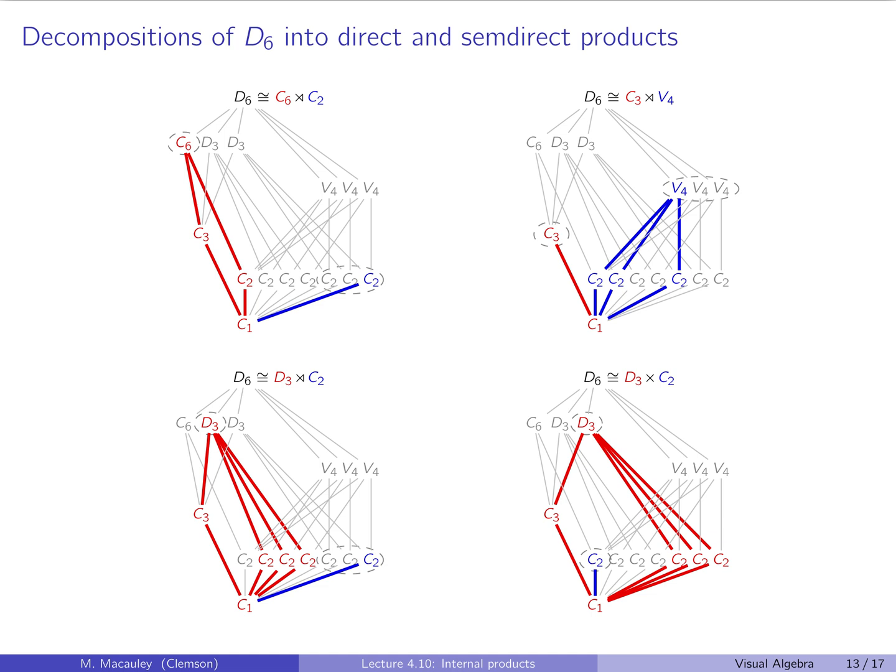Here's a picture of that in terms of the subgroup lattices. Here are those 4 decompositions. Again, D6 is isomorphic to a semi-direct product of C6 with C2, with D3 with C2, with C3 with V4, and then as a direct product with D3 with C2. So we'll come back to these examples, especially in Chapter 6 when we look at group extensions. And we will learn about how to represent these with short exact sequences.